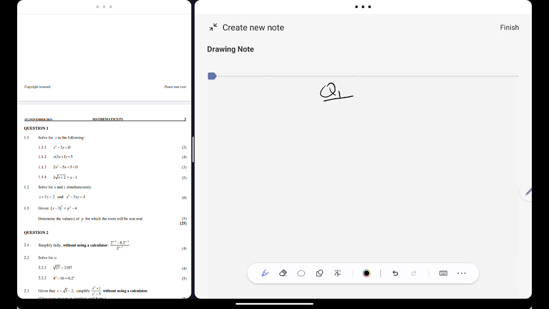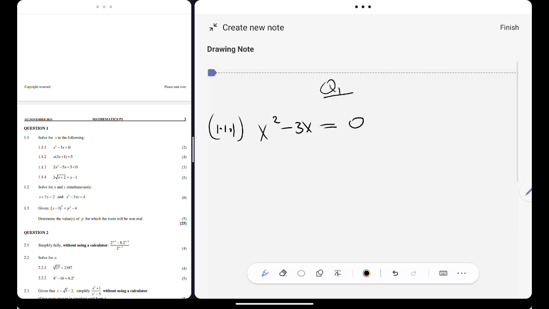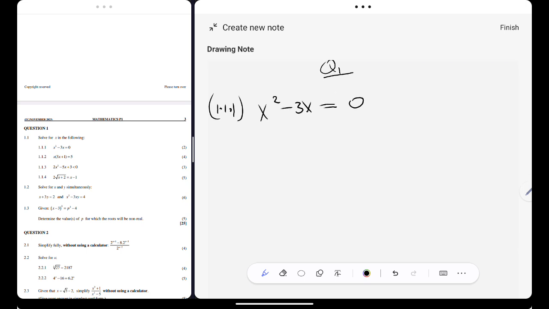Question 1.1, I'm about to solve x. In this case, I have x squared minus 3x is equal to 0. For me to solve x, there are steps I need to follow. Firstly, I have to remove brackets if I have them, remove surds or fractions. If I don't have them, I must put everything in standard form. In this case, my equation is in standard form.